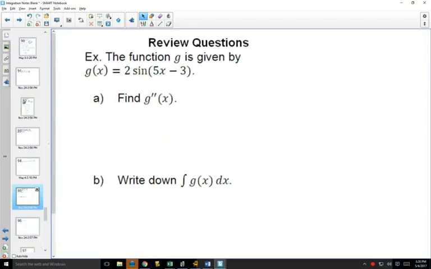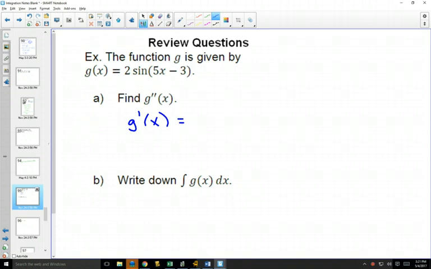Here's our function g. Could you find the second derivative? Okay, so now I'm going to make your brain go back and forth. Integrate, derivative. Derivative. So the first derivative.